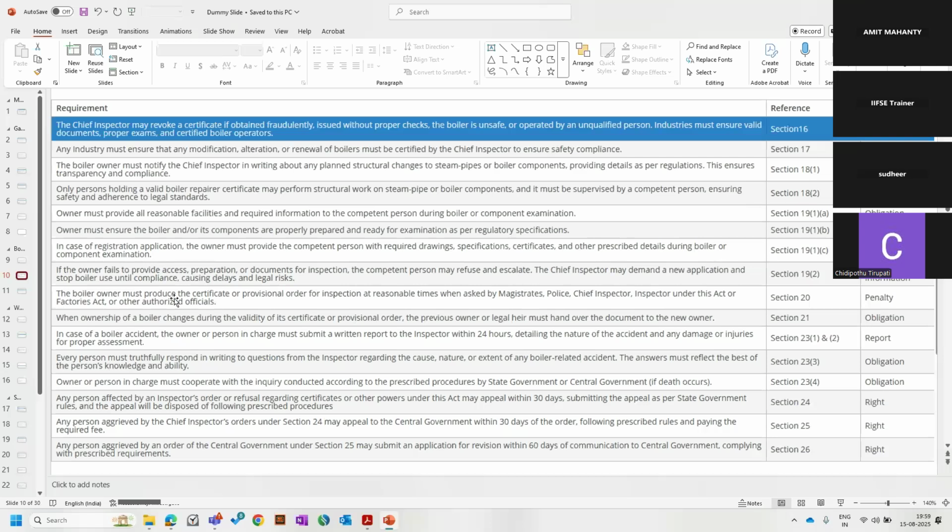Then the boiler owner must produce a certificate or a provisional order for inspection at reasonable times when asked by the magistrates, police, chief inspector, or inspector under this act or the Factories Act or other authorized officials. It is simple: whenever they ask, we have to provide the license or certificate. Otherwise, they'll give a penalty. We'll see here.